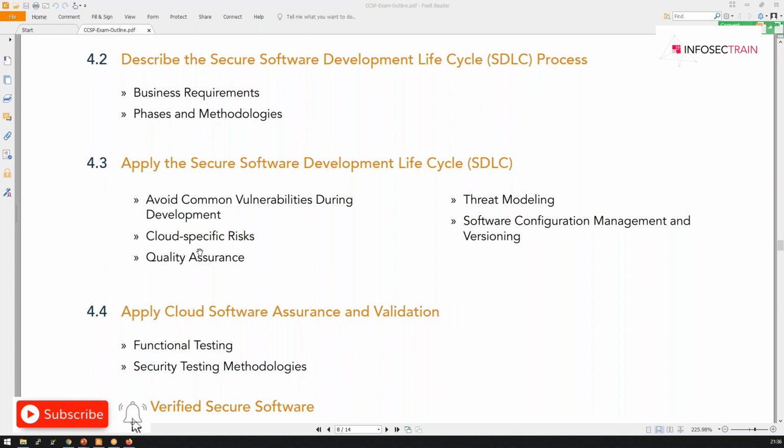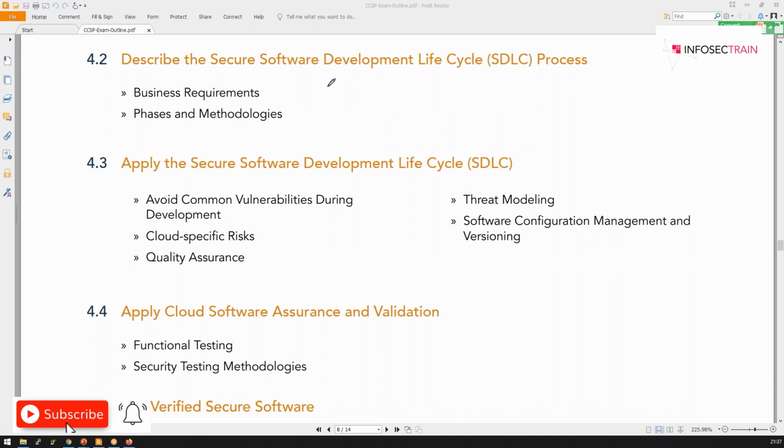For example, let's say you are planning to implement SDLC, but now we have to think about security. So as a CCSP, you have to understand the concept of secure SDLC, how to integrate security in every phase of the software development lifecycle. That's what you call secure SDLC. That is something very important for all of us to understand.